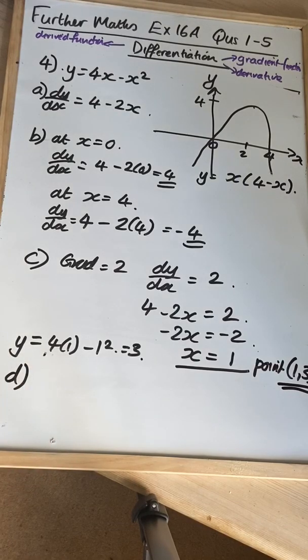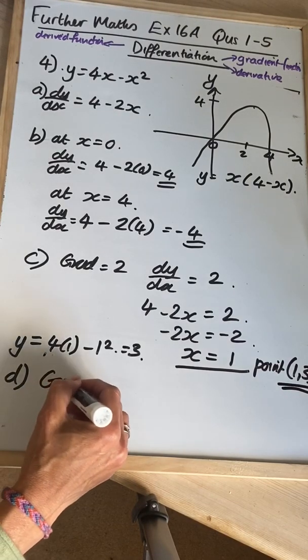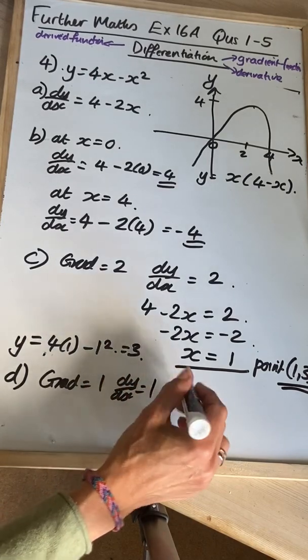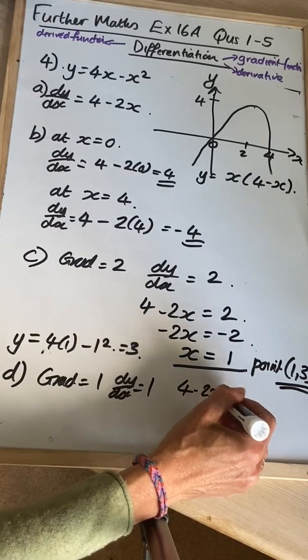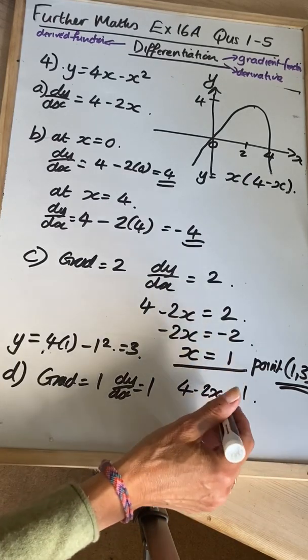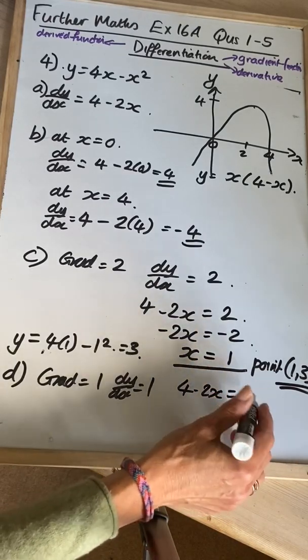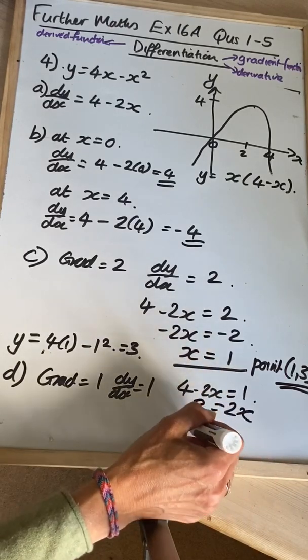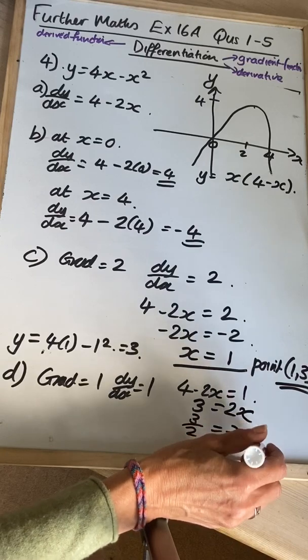Where is the gradient equal to 1? Exactly the same idea as the previous part. dy by dx equals 1. So 4 minus 2x equals 1. I'm just going to subtract the 1 and add the 2x. So 3 equals 2x. 3 over 2 equals x.